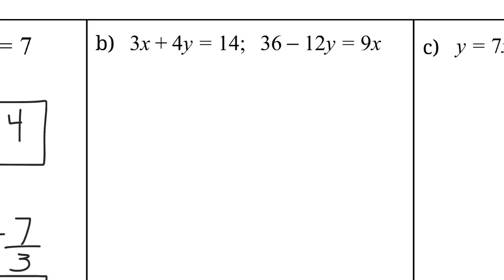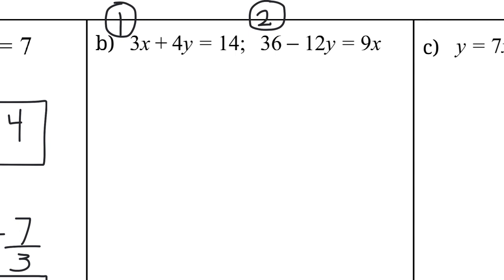Okay, so let's take a look at question B. So we've got two equations. The first thing we want to do is number them. So I'm going to call this equation number 1, and I'm going to call this one equation number 2. Second thing we want to do is make sure the equations are in proper format, y equals mx plus b, and they are both not.